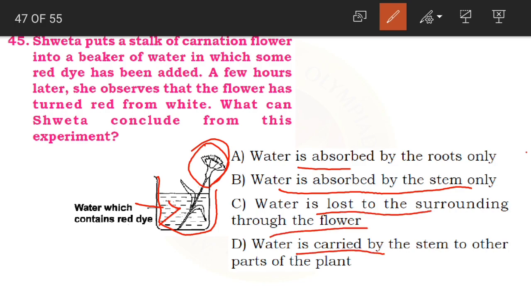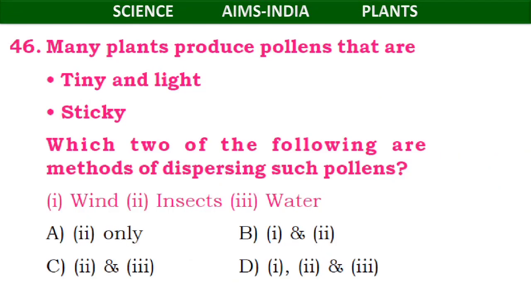D, water is carried by the stem to the other parts of the plant. Okay, so here our answer is, children, D, that is, water is carried by the stem to the other parts of the plant. Okay, so that is why this white color flower has become red color. Clear, children? This is the answer.